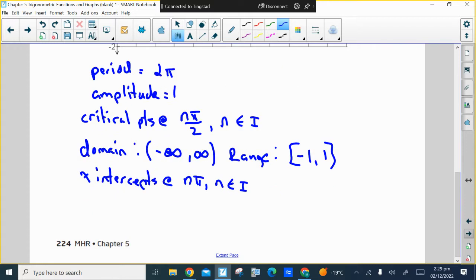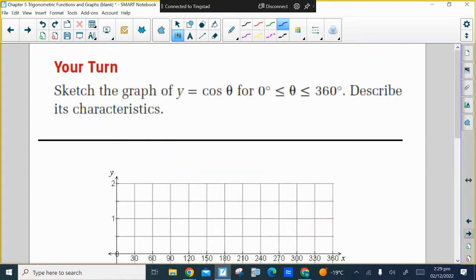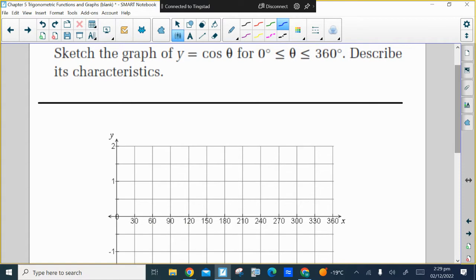And remember that the only difference between a sine and a cosine is that cosine starts at the maximum. So if we graph this between 0 and 360 degrees, we start at the maximum. The critical points are still every 90 degrees. So at 90 degrees, you'll be in the middle. Another 90 at a minimum. Another 90 in the middle. Another 90, you're at the maximum.